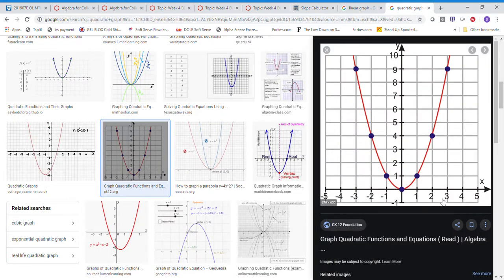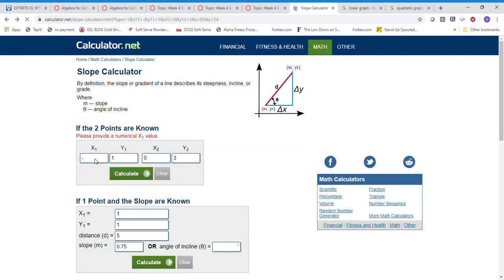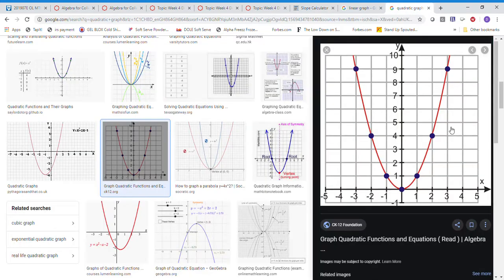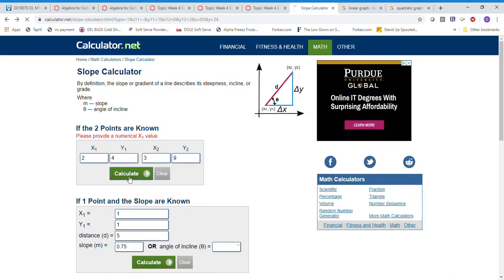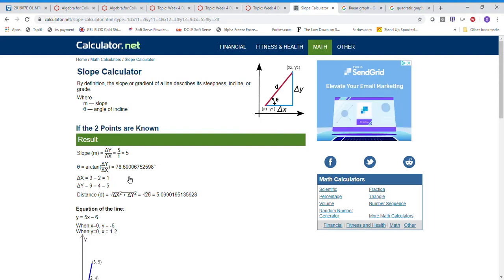Now, I'm gonna pick 2 new points. This time I'm gonna do (2, 4) and (3, 9). Keep in mind we got 1 when we did the first slope for the quadratic. Let me just double check I have the right points. Okay. So calculate. And we get 5. See, for the non-linear graph, we got 2 different slopes, 1 and 5.